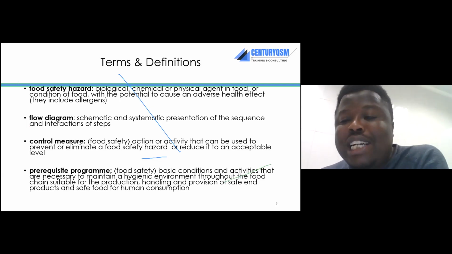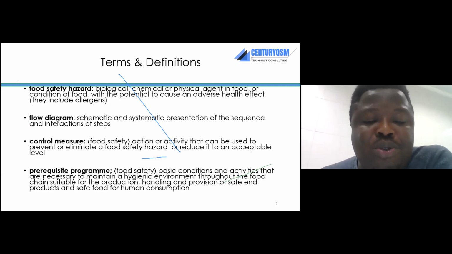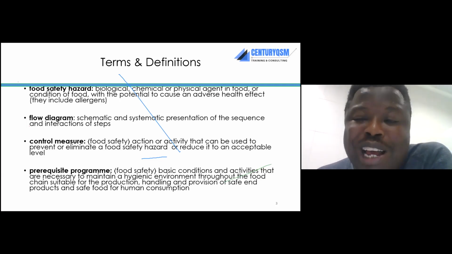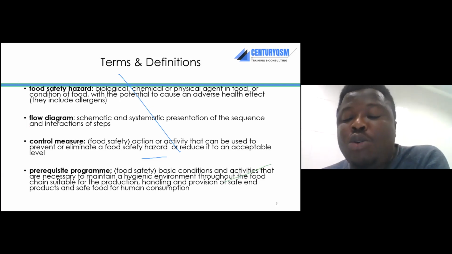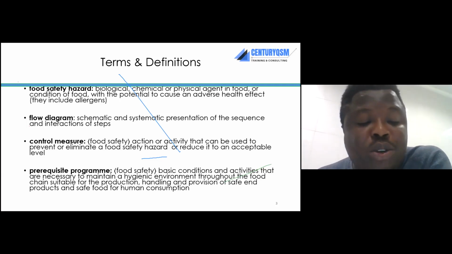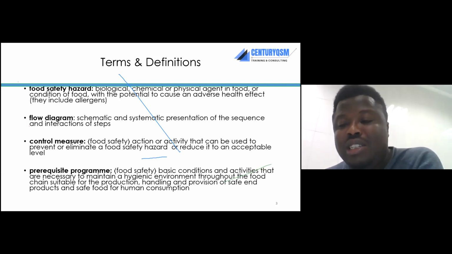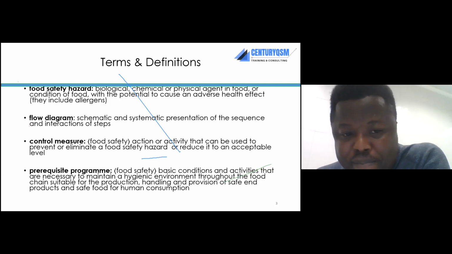Then one thing that is very important is the prerequisite program. Prerequisite programs are basic conditions necessary.